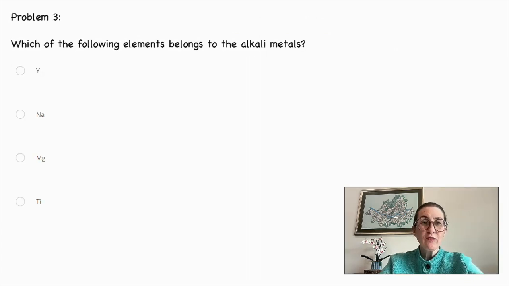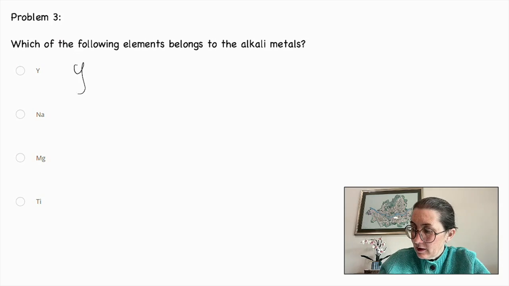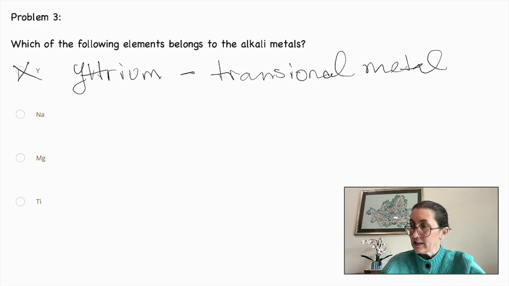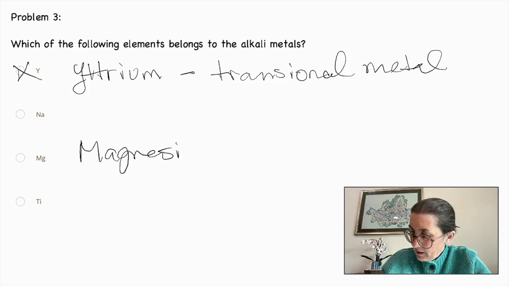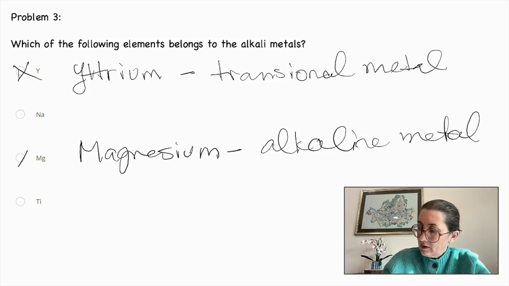Problem number 3. Which of the following elements belongs to the alkali metals? So let's look at each. Y is yttrium, and it is a transition metal. So that's not the correct answer. I'm going to skip sodium and go right to magnesium. Magnesium is an alkaline metal. So that is not the correct answer.